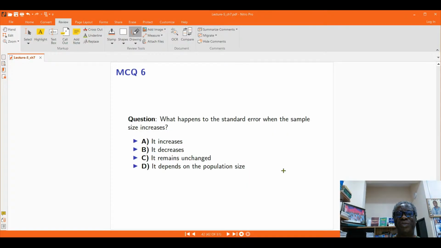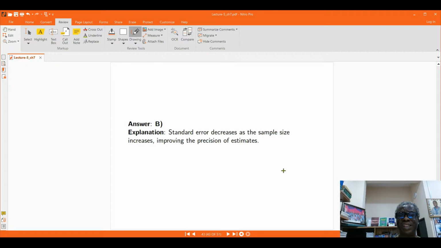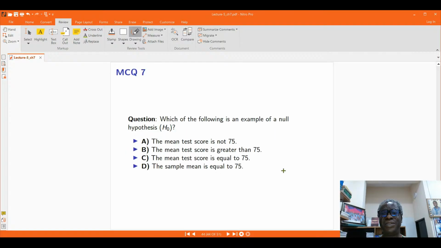Question 6. What happens to the standard error when the sample size increases? A, it increases. B, it decreases. C, it remains unchanged. D, it depends on the population size. We've said this before. The correct answer is B. The standard error decreases when you take more and more sample. That improves your precision estimate.